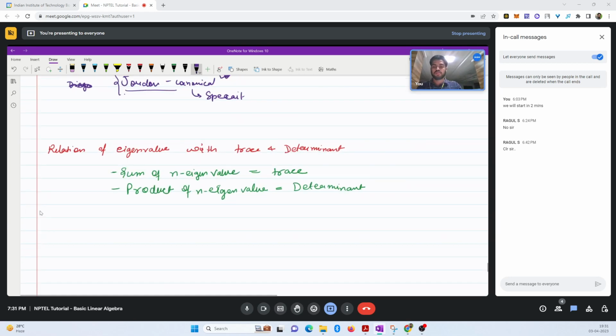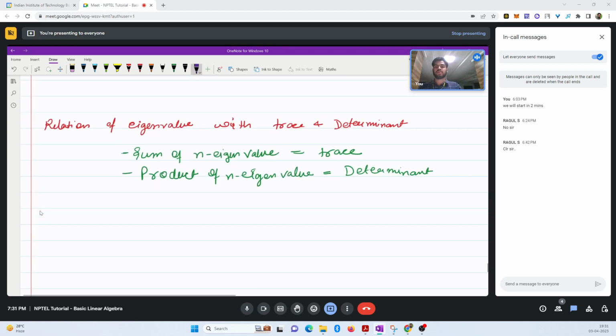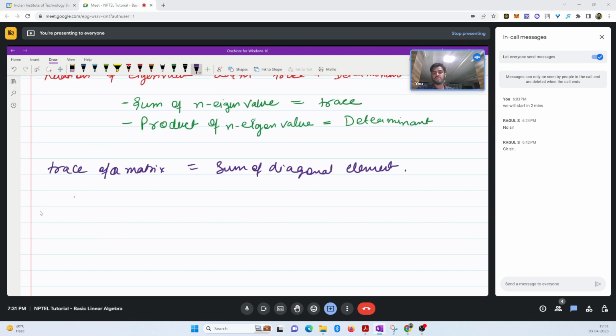One more thing that I wanted to mention is that these eigenvalues have some relationship with the trace and determinant of a matrix. First of all, what is the trace of a matrix? Trace of a matrix is the sum of its diagonal elements. Let's say you have the matrix 1, 2, 3, 4. Its trace would be 5.